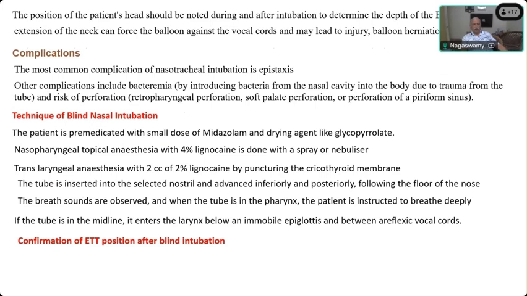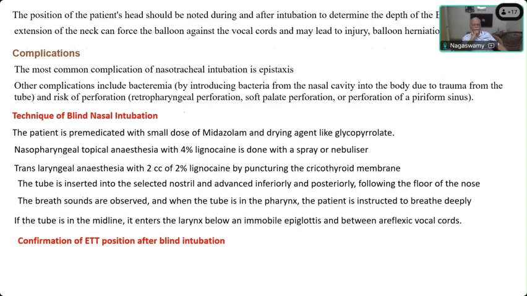Now, how do you confirm the ET tube position after blind intubation? This is a common question they may ask you in the practical examination. When you do a blind intubation, the first question they may ask is, have you ever done a blind intubation? And whether you say yes or no, you have to have knowledge about blind tracheal intubation. So what are the confirmation points to say that the tube has entered the trachea?